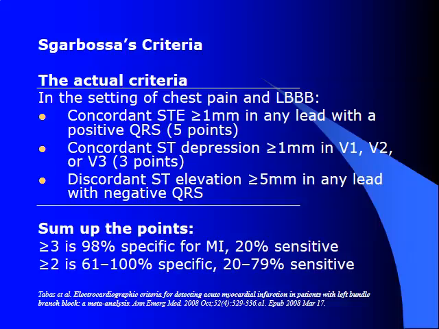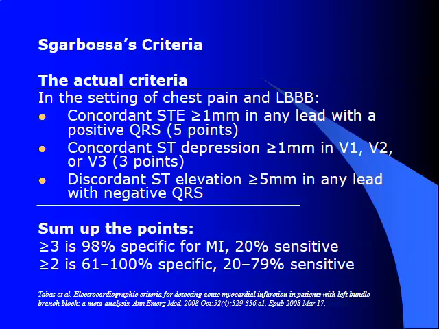In the setting of chest pain and left bundle branch block, we need to have concordant ST elevation greater than or equal to 1 millimeter in any lead with a positive QRS complex. Concordant ST depression greater than or equal to 1 millimeter in V1, V2, or V3, and discordant ST elevation greater than or equal to 5 millimeters in any lead with a negative QRS.